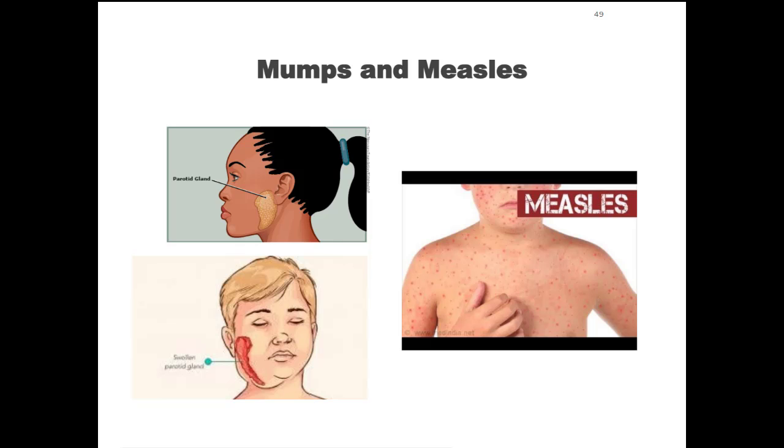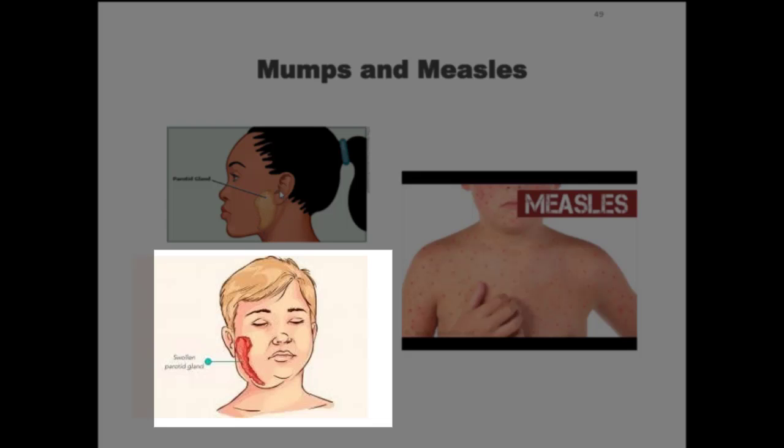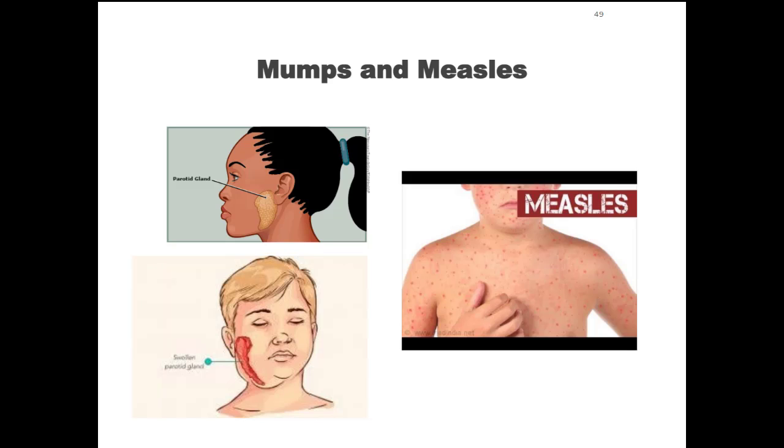Now, mumps is this picture right here, this little girl right here. There's a gland called the parotid gland, and this gland would swell up. So the children would look like their cheeks were really, really big. When children would get the mumps, they would just have a lot of pain in their face, in their head. Typically, it would be difficult for them to swallow. And hearing loss was a harmful effect or an extreme effect of mumps.